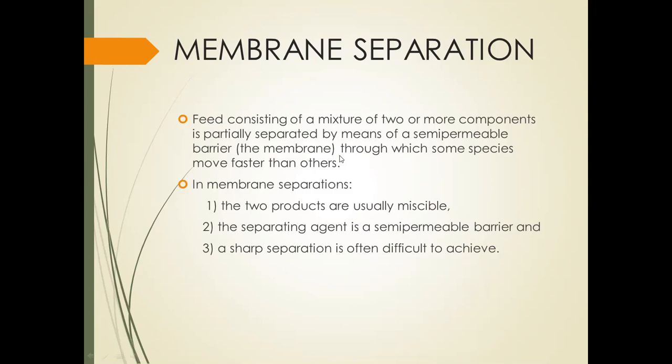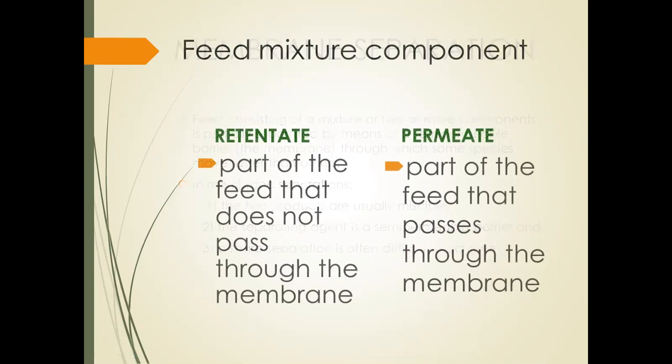Now, in membrane separation, the two products are usually miscible. So the separating agent is a semi-permeable barrier or membrane, and a sharp separation is often difficult to achieve. And as such, the term partial separation only, because there's no 100% separation between the components.